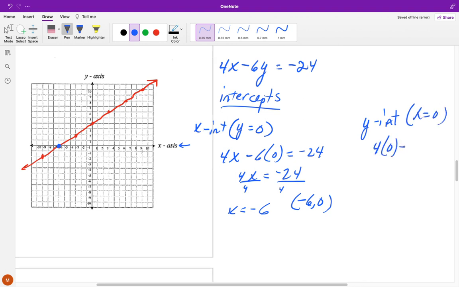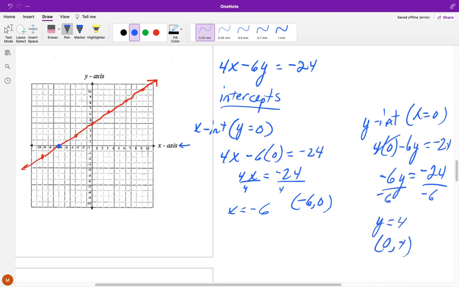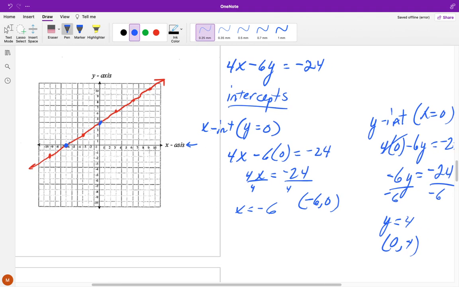So 4 times 0 minus 6y is equal to negative 24. Well, this is going to be 0. Don't forget it's minus 6y, though, so don't mess that up. Is equal to negative 24. We divide each side by negative 6. y is then equal to 4, so it's the point (0, 4). Okay, now when I plot those 2 points, I'm going to go ahead and draw my graph.